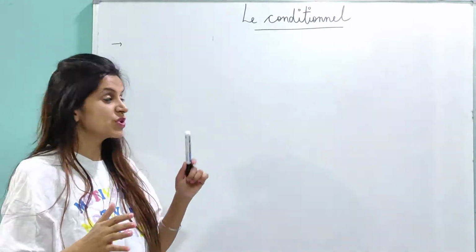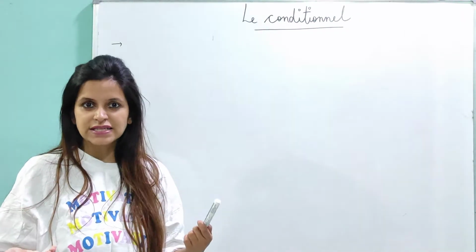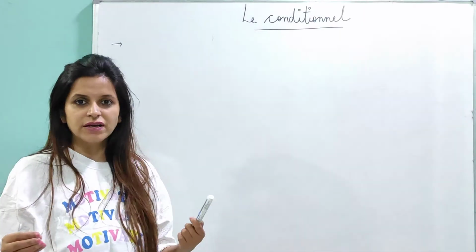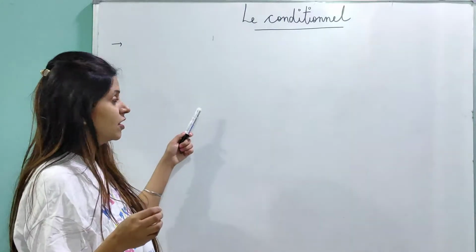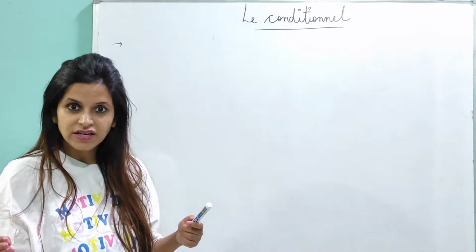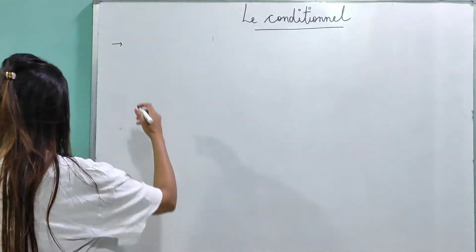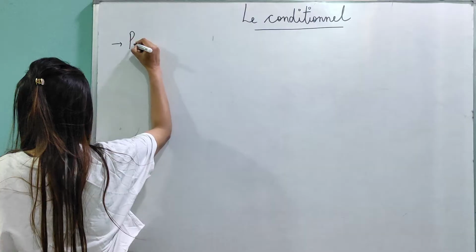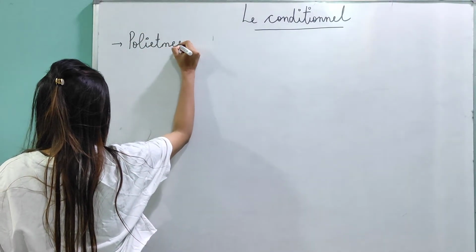What is the difference between present and conditional? In present, we directly say, it is raining. I am buying fruits. But here, the tense that comes is, I would like. Could you please? Okay, so it's a tense which is used for politeness. I hope that you are ready with your notebooks.